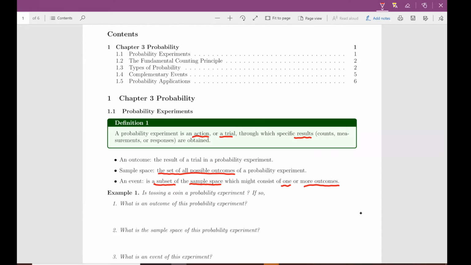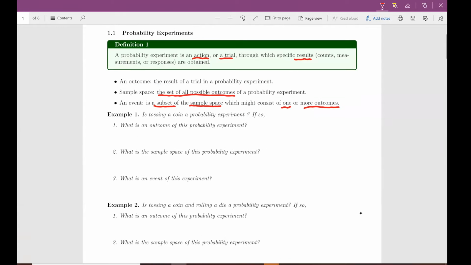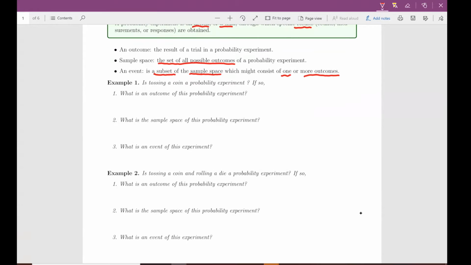All right, so let's look at the first example. The question is, is tossing a coin a probability experiment? And the answer is yes, right? Because when you toss a coin, you get either a tail or a head. Tossing a coin is an action, and then you get an outcome out of it.